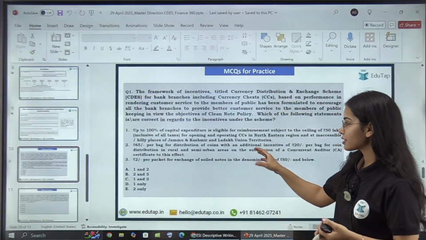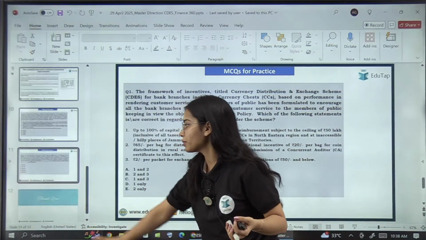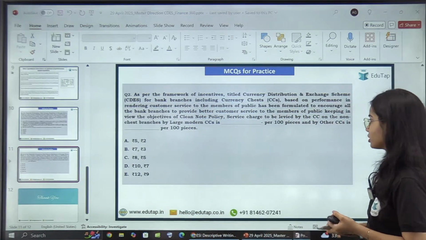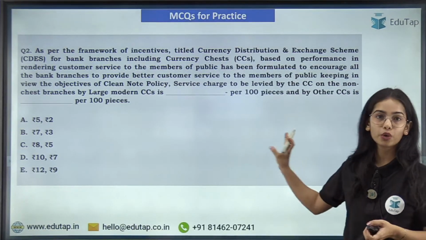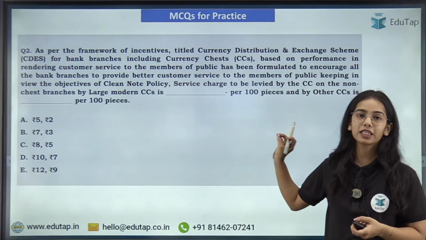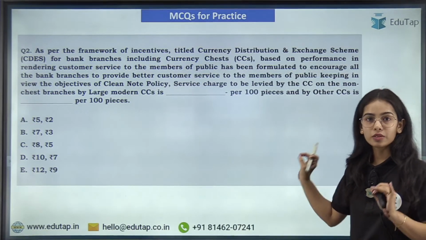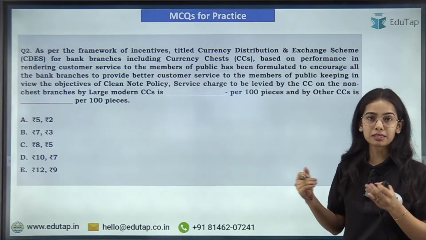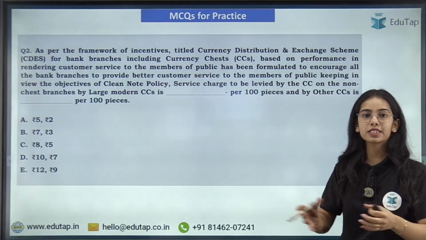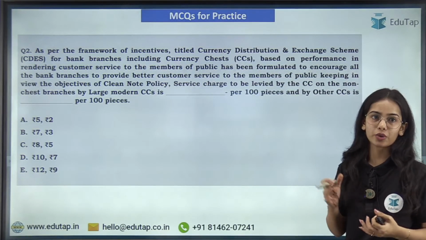So this is the first question that I hope you will be able to answer, and this is the second question. Do try to answer this question also. Very easy question. It is directly regarding the service charge that will be levied by the large modern currency chest or by the other currency chest.